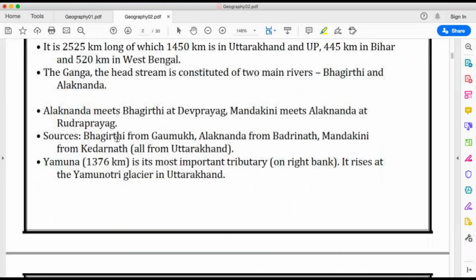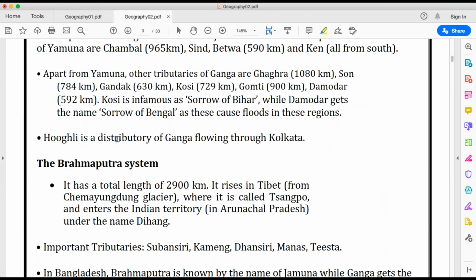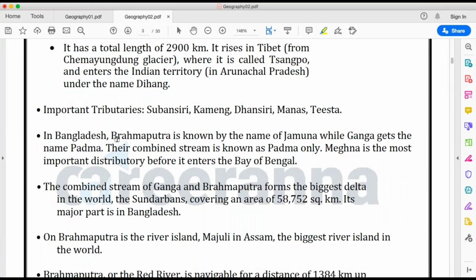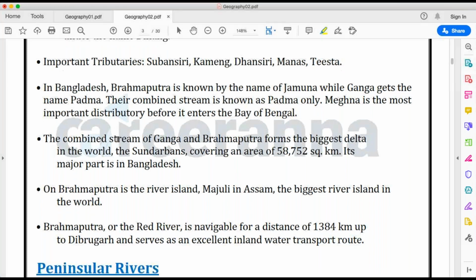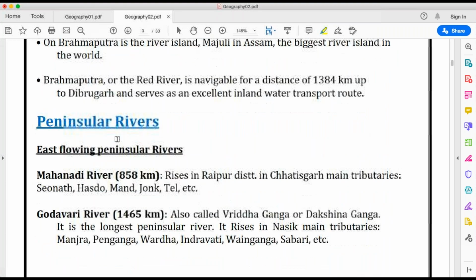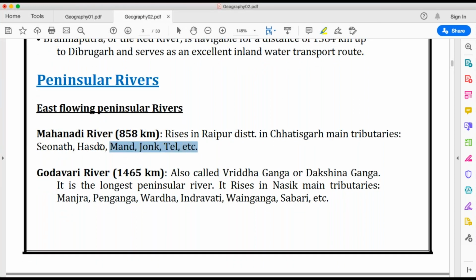All this part is about the sources of rivers, the areas through which the rivers pass, where the river ends. And also you should be able to tell me the names of the different tributaries of a river. So for example, if there are X number of tributaries of Yamuna or X number of tributaries of Ganga, you should be able to tell me what are the different tributaries. Like over here, Mahanadi, it rises in Raipur district in Chhattisgarh, and these are the main tributaries of Mahanadi river. These are the things which you need to remember about all the rivers.